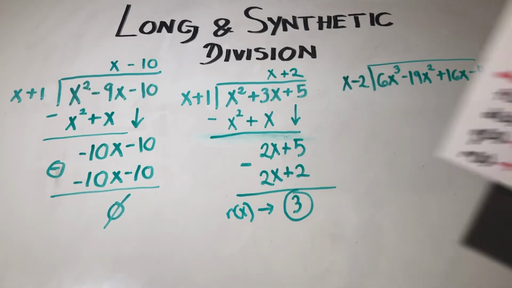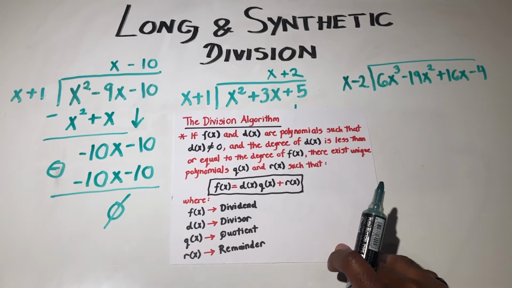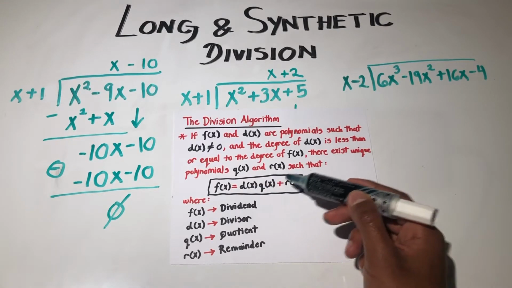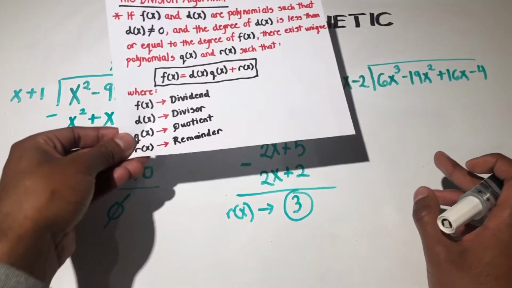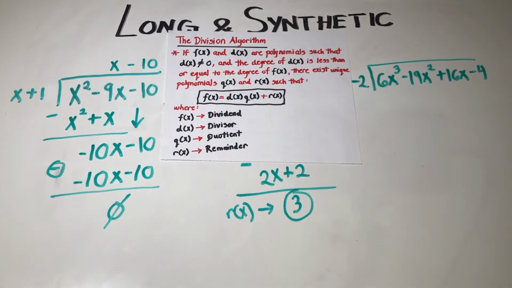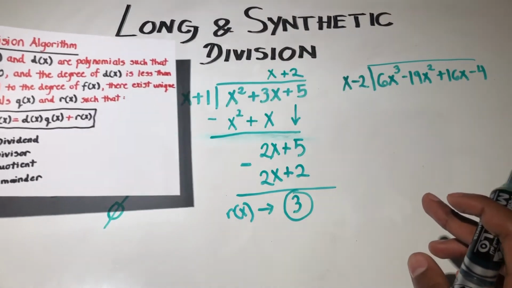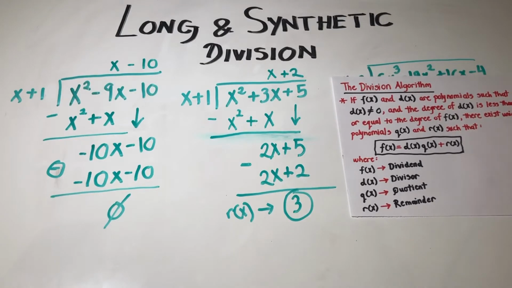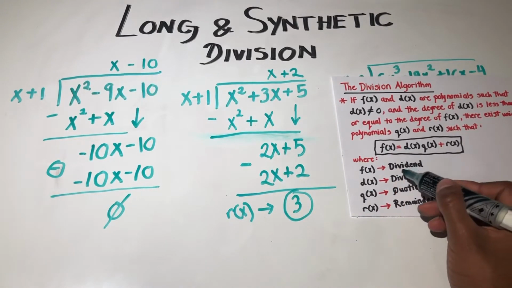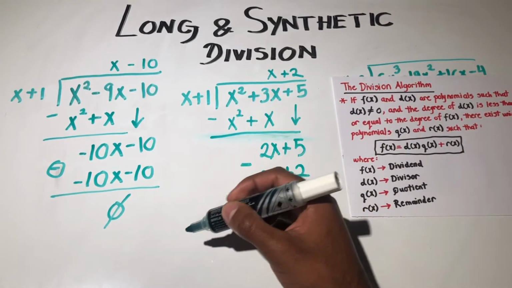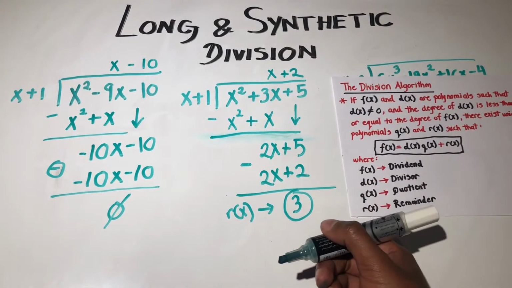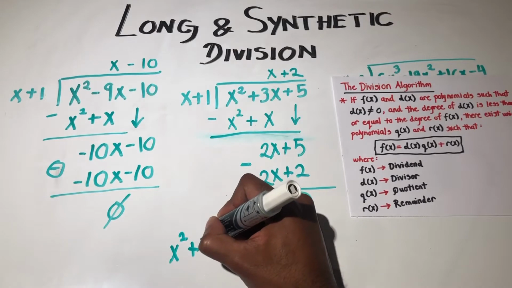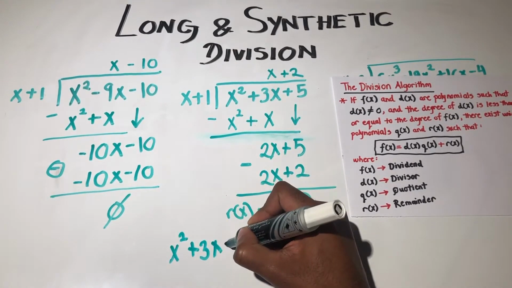And if you remember what I said earlier in the video, in the division algorithm, the way to write it is f of x is equal to d of x times q of x plus r of x. So if you were to write this in a division algorithm, I'm just going to leave it here so that we can see it. Right here is good. So we have f of x, which is the dividend, which is x squared plus 3x plus 5. Of course, you don't have to do that, but if you were asked to do it, at least you'll know what to do and what this algorithm is talking about.